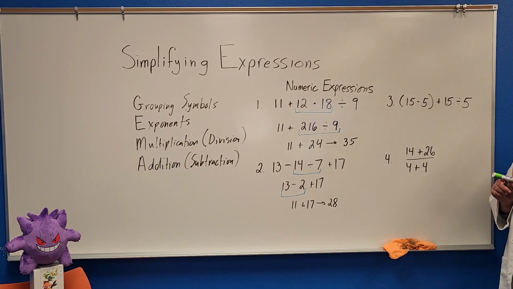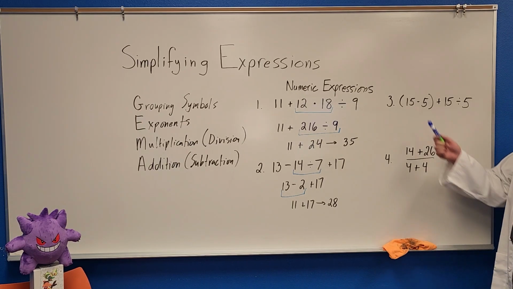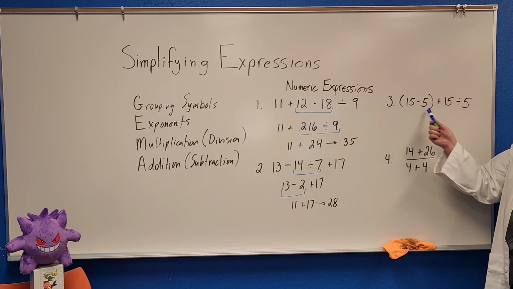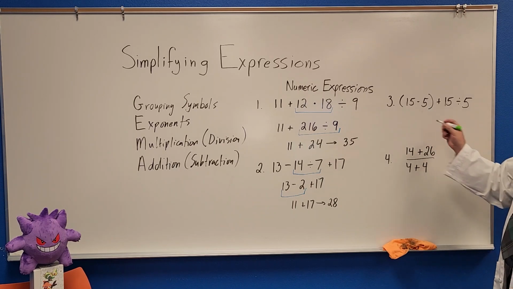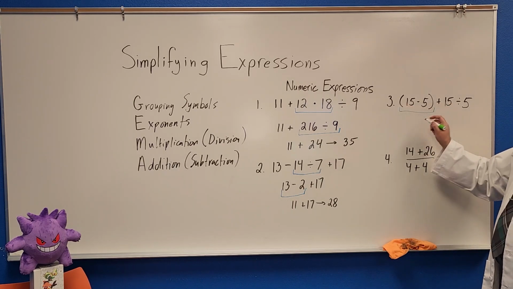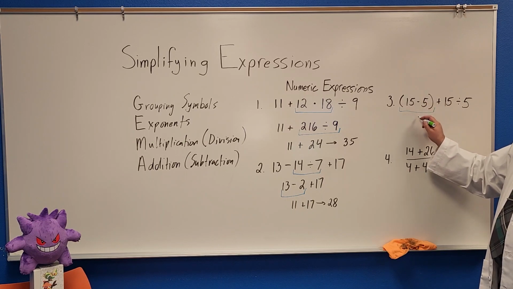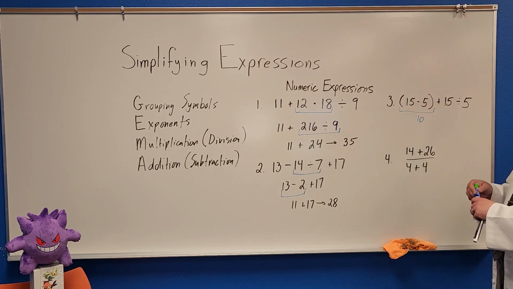Okay, moving on to problem 3. Here I do see grouping symbols. I had parentheses, so they have to go first. And 15 minus 5 is 10. Oops.